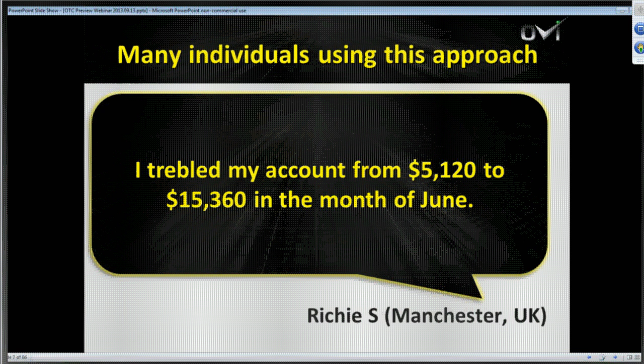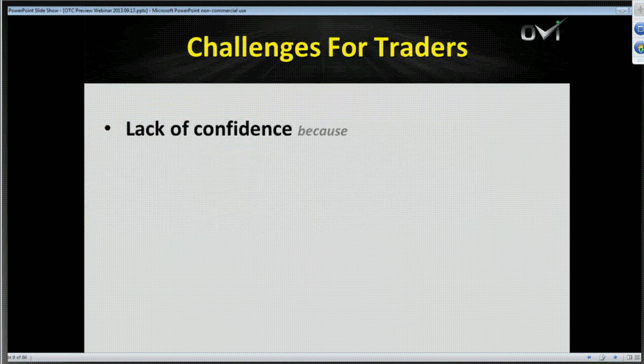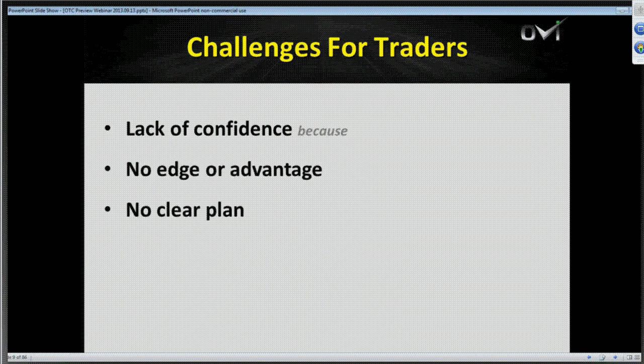Here's a guy in England, in Manchester up north, and he's trebled his account in 1 month in June, and he's using quite leveraged situations like spread betting. But again, we've got people all over the world doing this. There's a guy in Virginia, Abraham, he's become a friend now, but he took an account using this guided discretionary method I'm going to talk about tonight from $10,000 to $40,000 in 24 months, and also he got to know me during that time and knows that I am very much here for everyone if they want to do what I do.